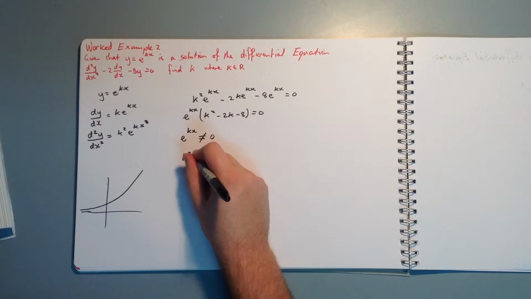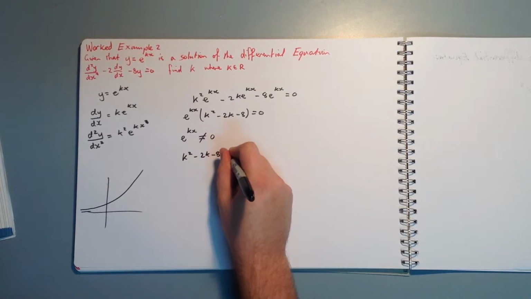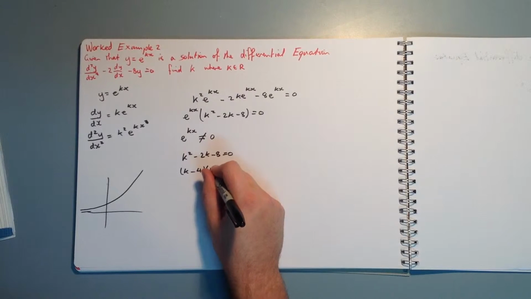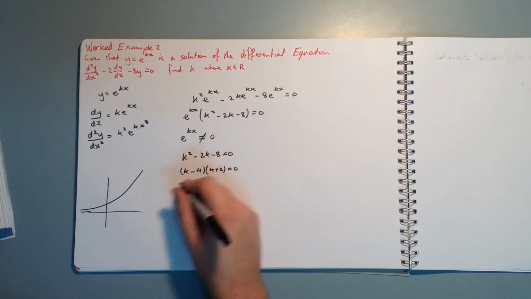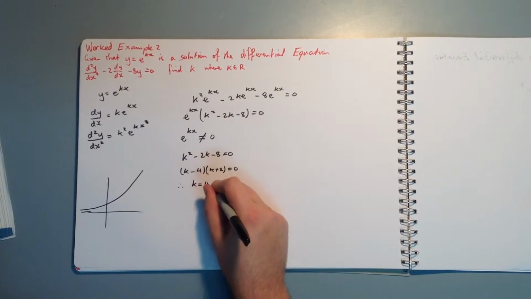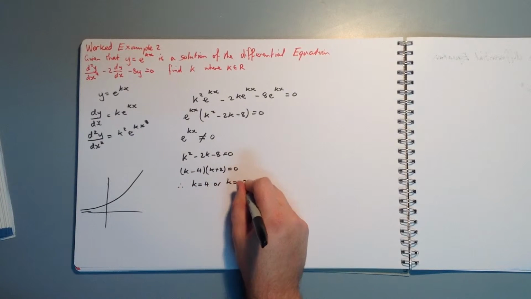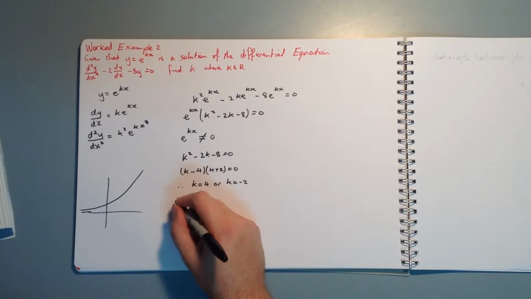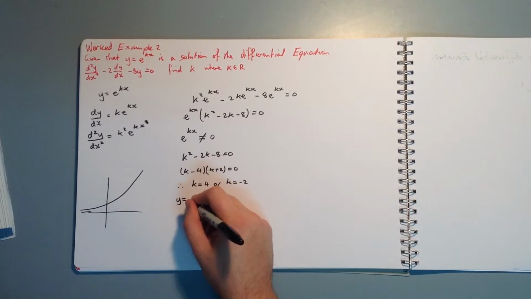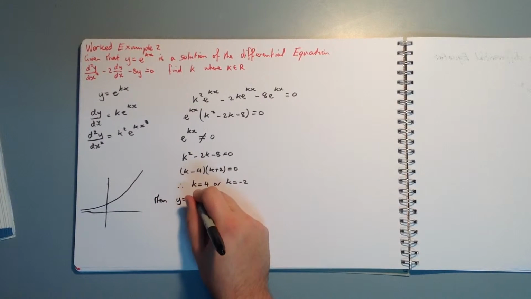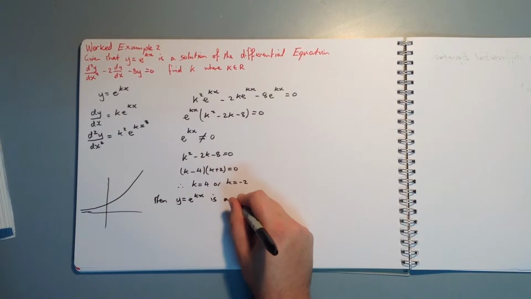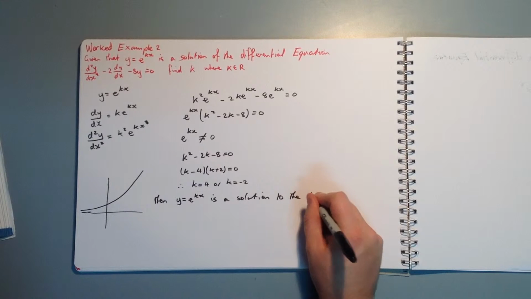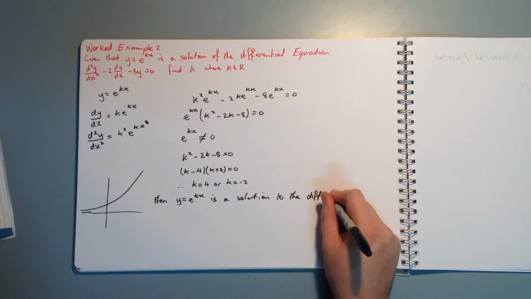So what we need to do is just worry about this part. We say k squared minus 2k minus 8 equals 0. We can factorise that to k minus 4 and k plus 2 is equal to 0. Therefore, k equals 4 or k equals negative 2. So if we've got that, then y equals e to the kx is a solution to the differential equation.